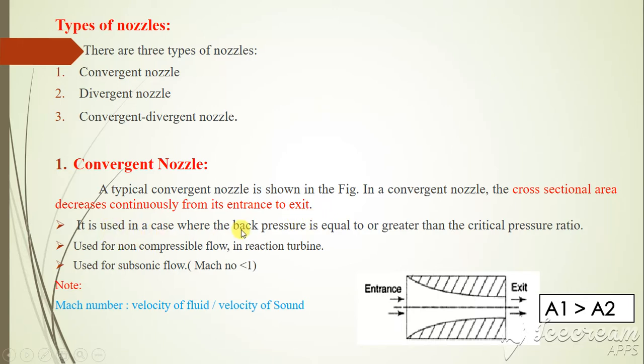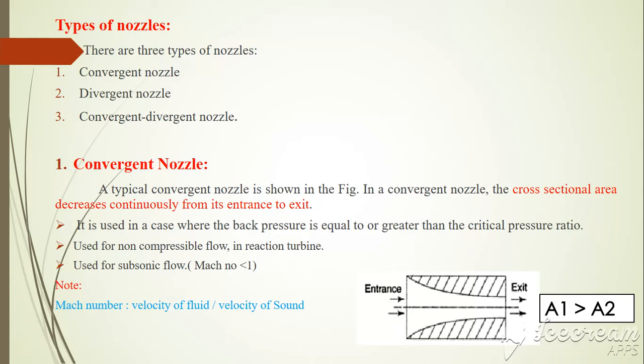It is used in the case where the back pressure is equal to or greater than the critical pressure ratio. Here we have two terms, back pressure and critical pressure ratio. So let us understand what is back pressure and what is critical pressure ratio. Back pressure is nothing but the exit pressure at which the steam is coming out from the nozzle, and the critical pressure ratio indicates the pressure ratio after which the mass flow rate cannot be increased further even if the exit pressure is reduced.